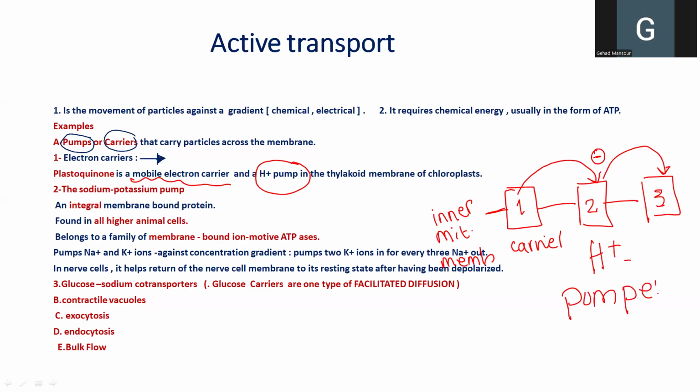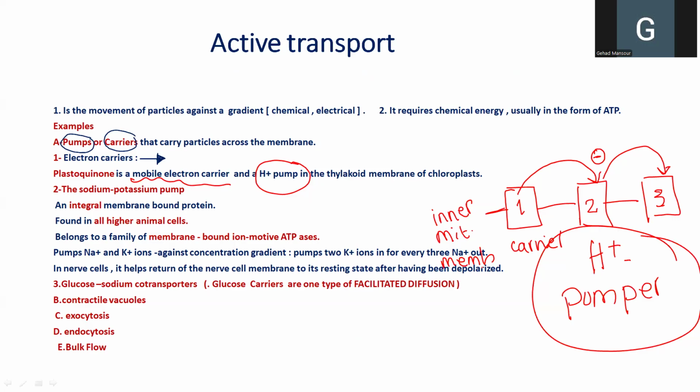So whenever you are asked to describe the electron carriers on the inner mitochondrial membrane, please don't forget that they carry out another very important function, which is that they pump hydrogen ions against the concentration gradient, and this is very important for the process of respiration in mitochondria or photosynthesis in chloroplasts to proceed. And if you stop the function of hydrogen pumping, the whole process will stop.